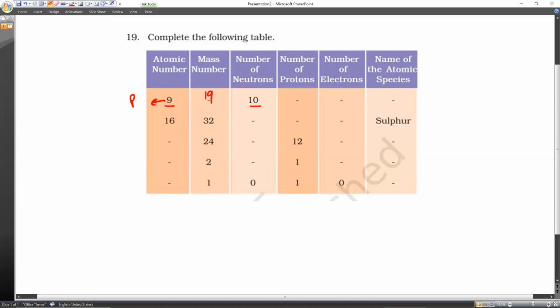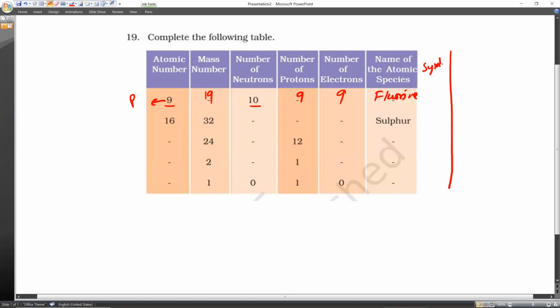Next, number of protons in this one? 9. Very good. Number of electrons? Number of protons is equal to number of electrons. Yes, 9. Name the atomic species. What is the name of this species, which has atomic number 9? Which element is going to have atomic number 9? It will be fluorine.